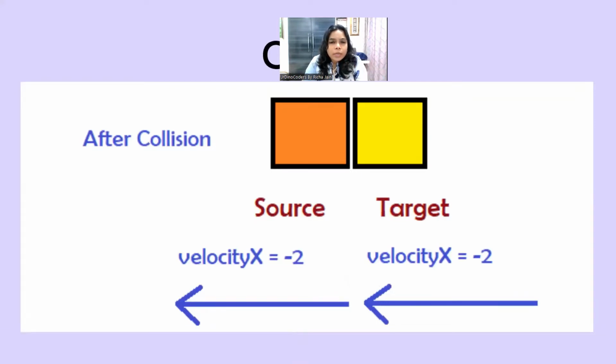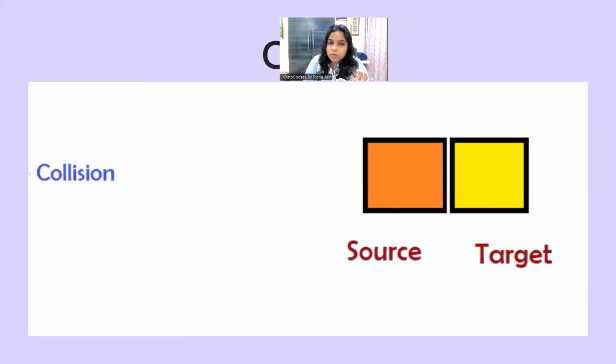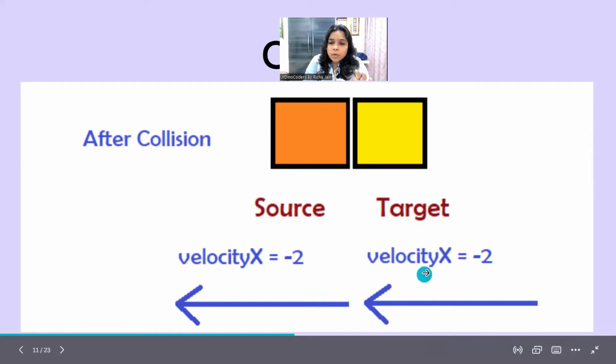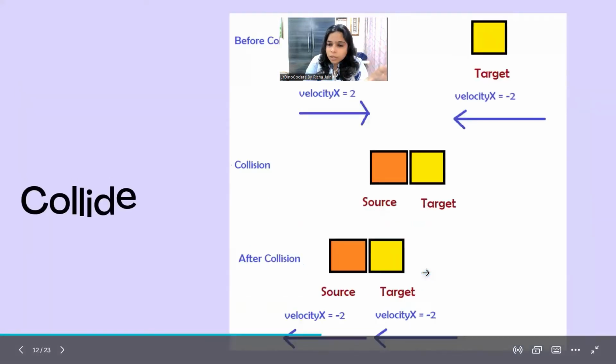Here, you should understand that it is actually the opposite of displacement collision. Because in displacement, what was happening? The target was taking the velocity of the source. But here, my source is going to take the velocity of the target. So how does this overall picture look like?